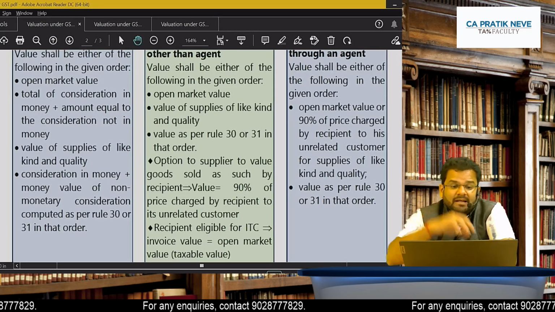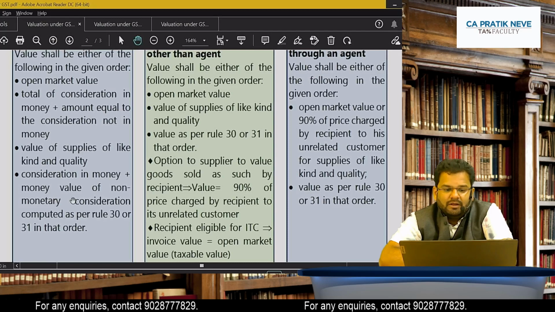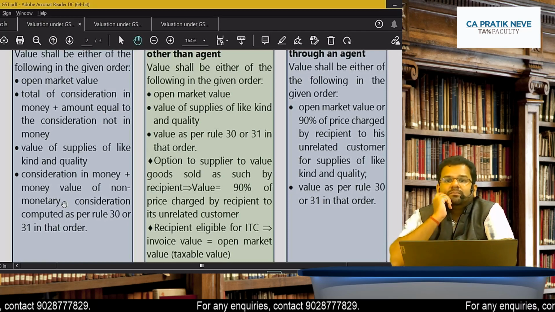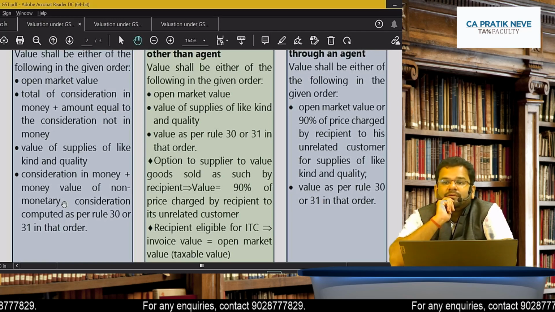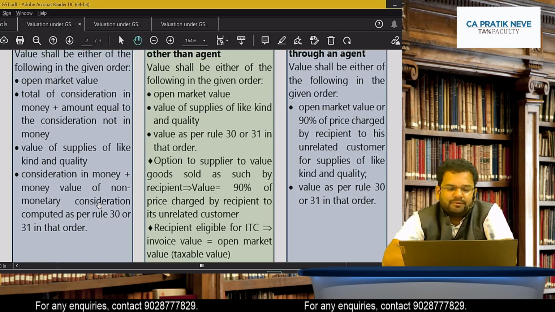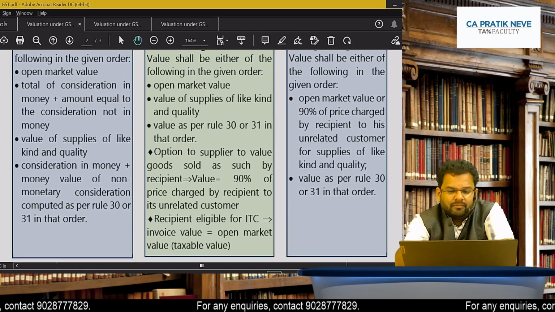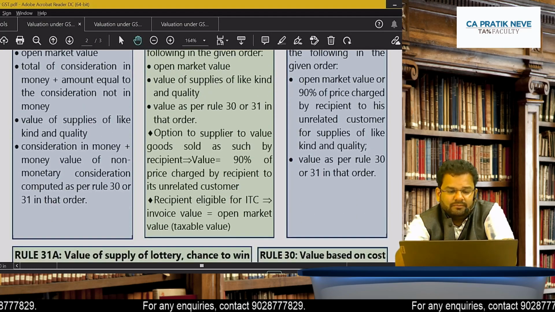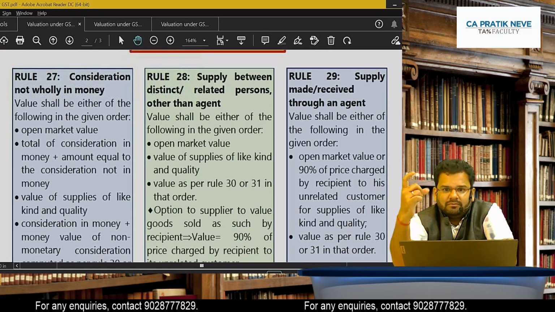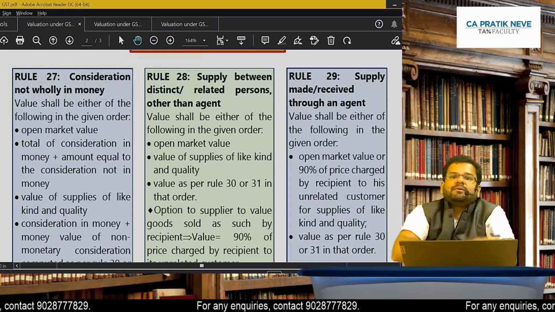If, friends, that value of supply of like, kind and quality is also not available, then you go to rule number 30. Rule number 30 will say that what you do is simple. You do valuation according to generally accepted principles. That is 30, 31 actually. Yes, 30, 31 in that order, right? So actually check what is the costing of the sofa which is being manufactured and take 110% of that as assessable value. That should be ideally done.